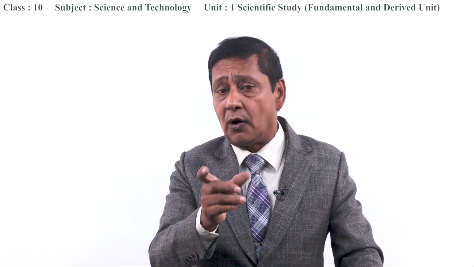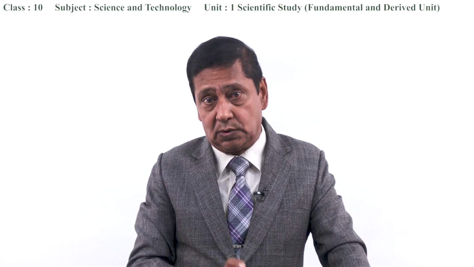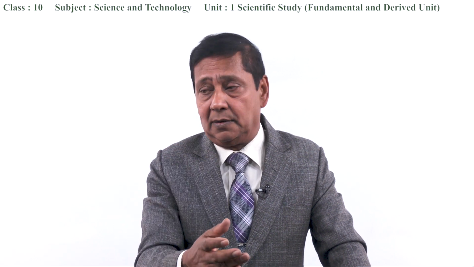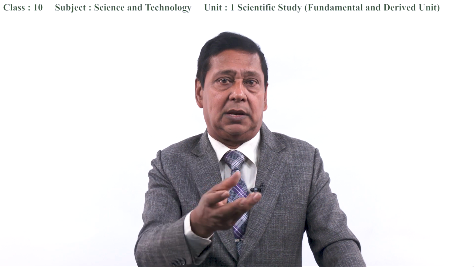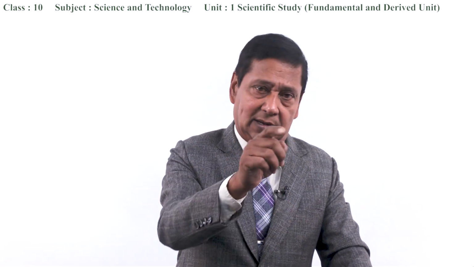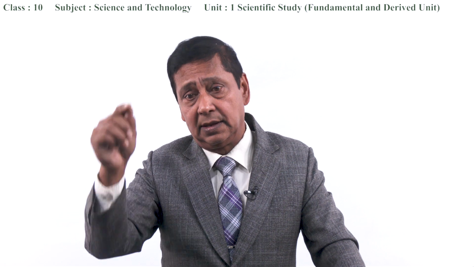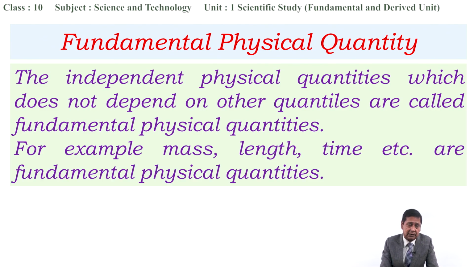This way, fundamental physical quantities are independent physical quantities which cannot be made by some other physical quantity. They are independent. They do not depend on other physical quantities, just like mass doesn't depend on length, length doesn't depend on time, isn't it? Now, what is the example? For example, mass, length, time, etc. are fundamental physical quantities. Now, derived physical quantities.